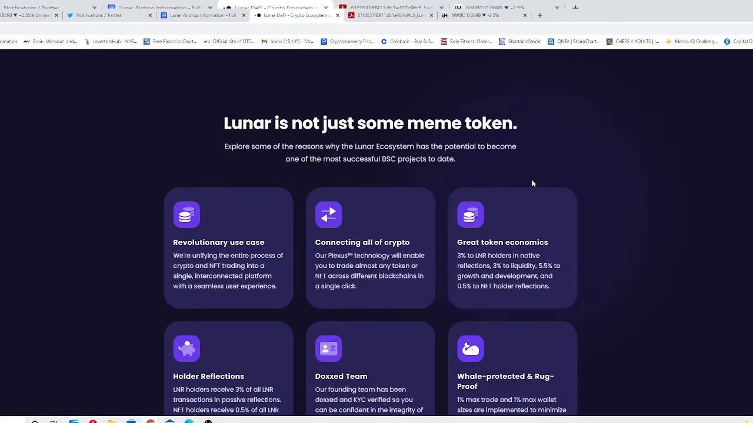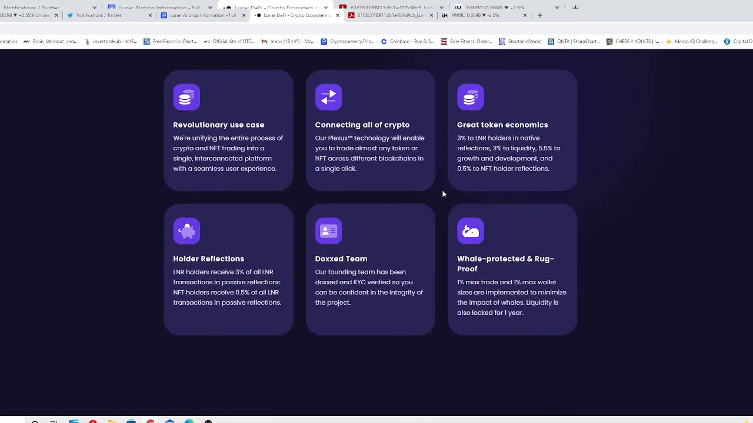Lunar is not just some meme token. It explores some of the reasons why the Lunar ecosystem has the potential to become one of the most successful BSC projects to date. Here's why. Revolutionary use case: they are unifying the entire process of crypto and NFT trading into a single interconnected platform with a seamless user experience, which we said before. LNR holders receive 3% of all LNR transactions in passive reflections. That's not bad. NFT holders receive 0.5% of all LNR transactions in passive reflection. That sounds to me like a really good deal.